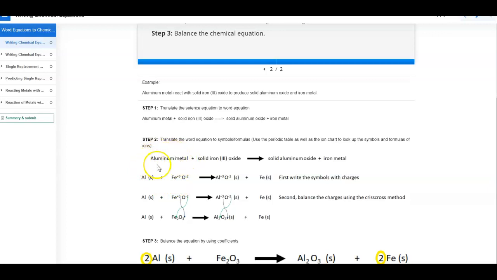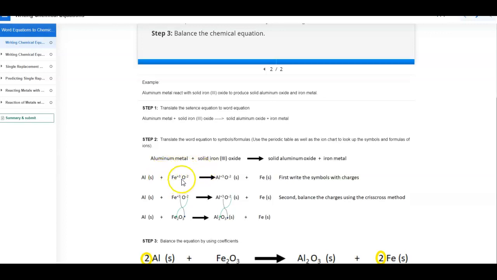In this case, aluminum, Al, and then the (s), you have to indicate the state in which the substance is in. So aluminum metal, all metals are solid apart from mercury, which is liquid. So that's why I put the state as (s). So aluminum is in a solid state plus solid iron(III) oxide, and that's the formula for iron(III). It means the iron has a +3 and oxide is always a -2.